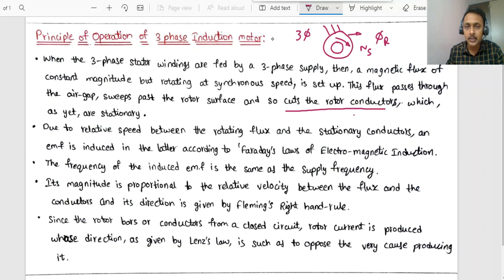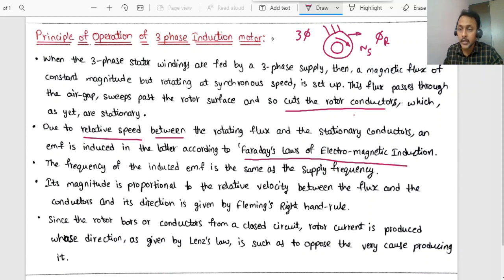Now this flux is sweeping the rotor surface and cutting the rotor conductors. There is a relative speed between the rotating flux and the stationary conductors. This is very important. Because of this relative speed between the rotating flux and the stationary conductors present in the rotor, an EMF will be induced according to Faraday's law of electromagnetic induction.